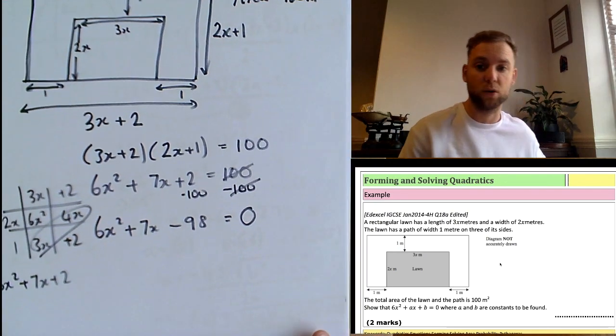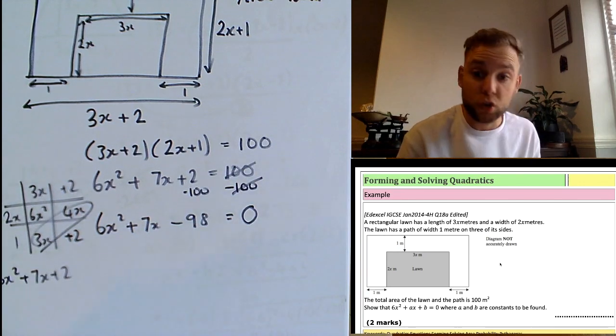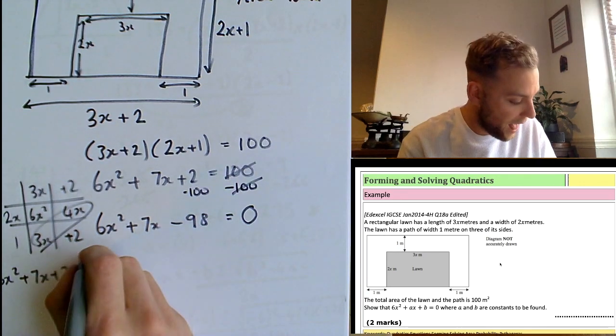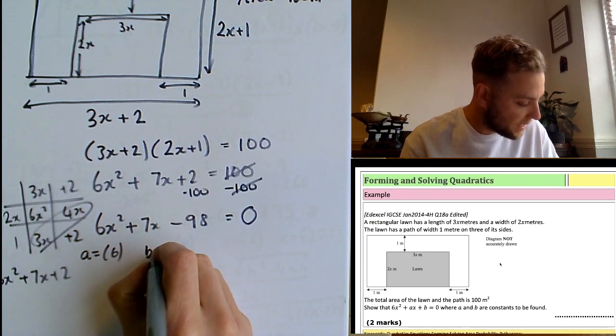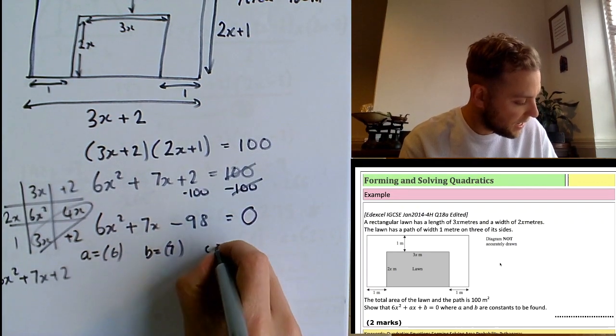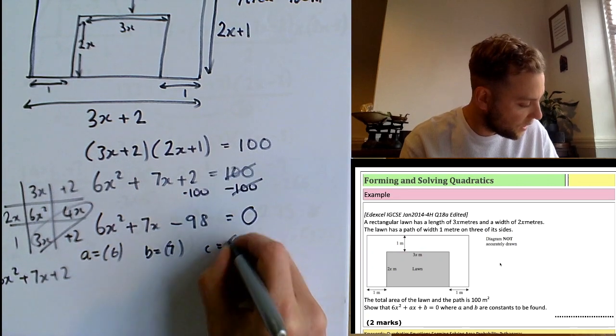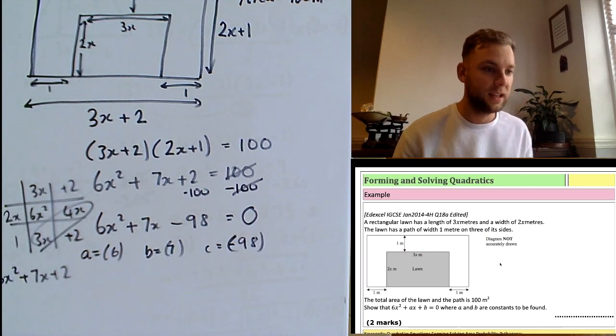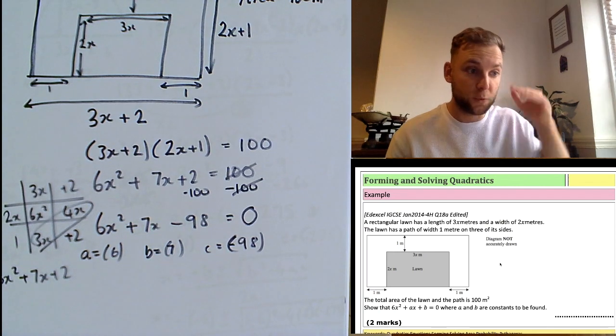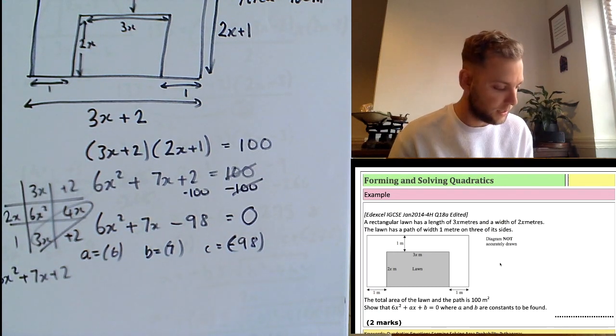Again, I'm going to go on to solve this. So I'm going to use the quadratic formula. So A is equal to 6, B is equal to 7, and C is equal to minus 98. Notice this is a past paper question that has come up before, okay? It is tricky, but it has come up. It has come up towards the end of the paper, all right?